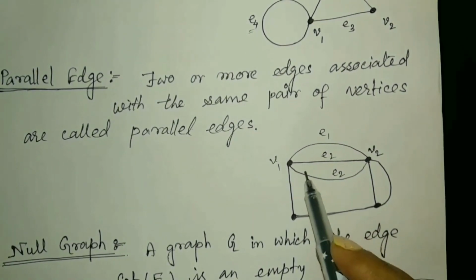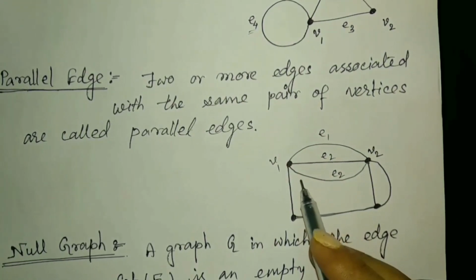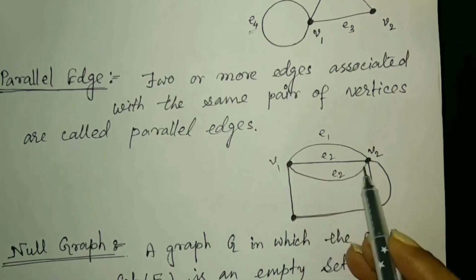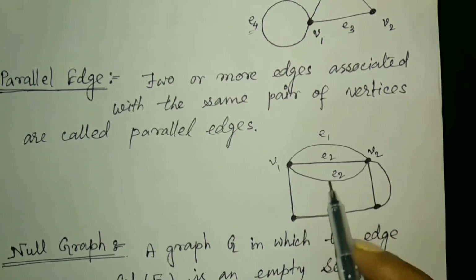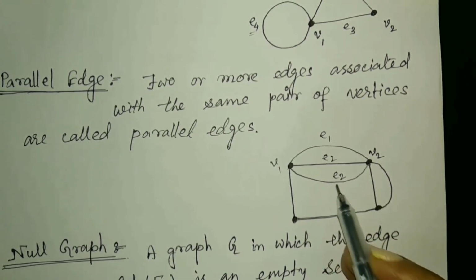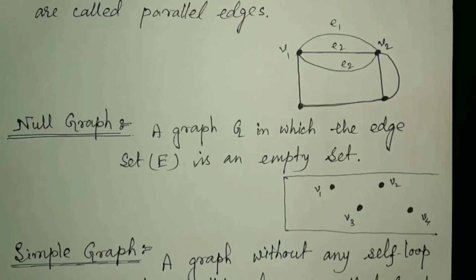Parallel edges here do not mean that the edges should be parallel and not intersecting, but how many connections there are between the same two vertices. These edges are called parallel edges. Next, a very important type of graph is called the null graph.